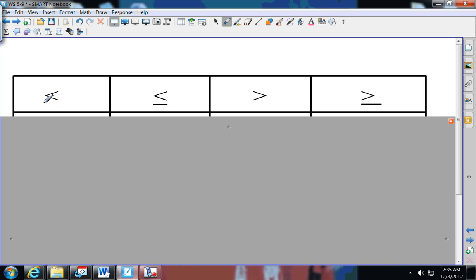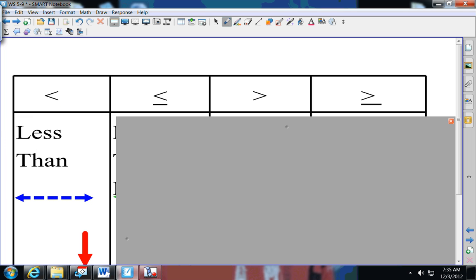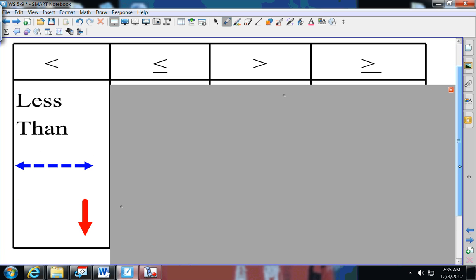right here, first off, what is this symbol? That is less than. So let's just make these notes on here, and we'll understand more when we go through it in just a second. Write down less than, and I want you to write that it's a dashed line. And what this is going to mean is we're going to shade down. Okay, so we'll talk about that in a minute. This is going to be our shading.